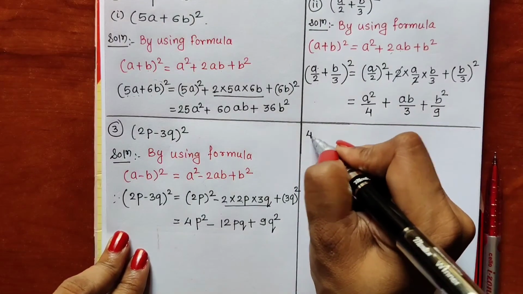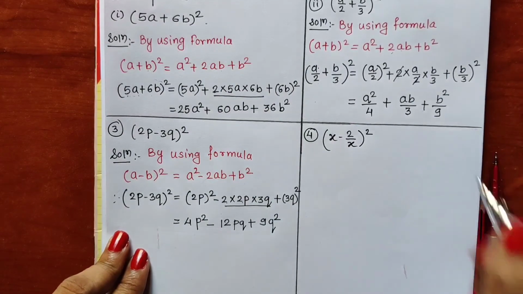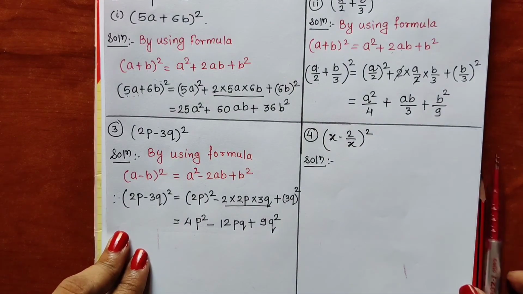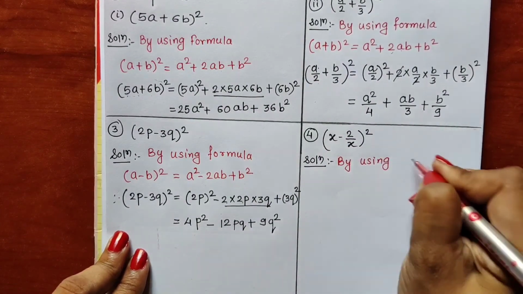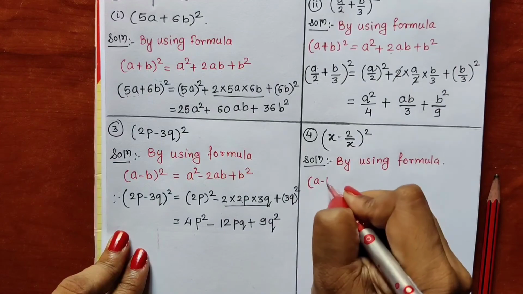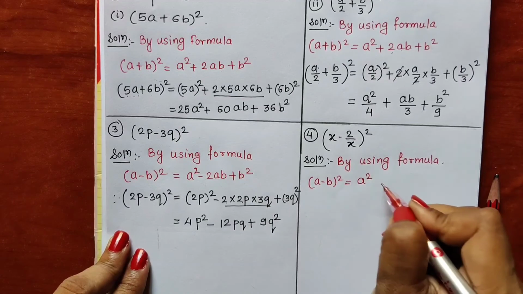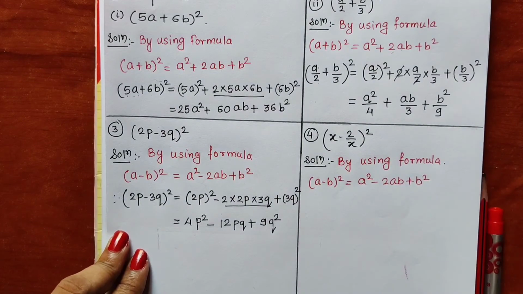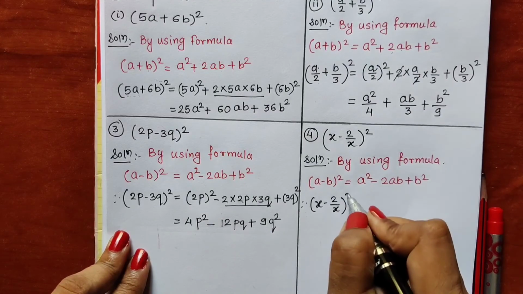Okay. Now let us see the fourth sum. It is (x minus 2 upon x) whole square. Again we start our solution by using formula. So we use the formula of (a minus b) whole square again because minus sign is there in the question. Then write the expansion a square minus 2ab plus b square. Then we will write our sum. This is (x minus 2 upon x) whole square.